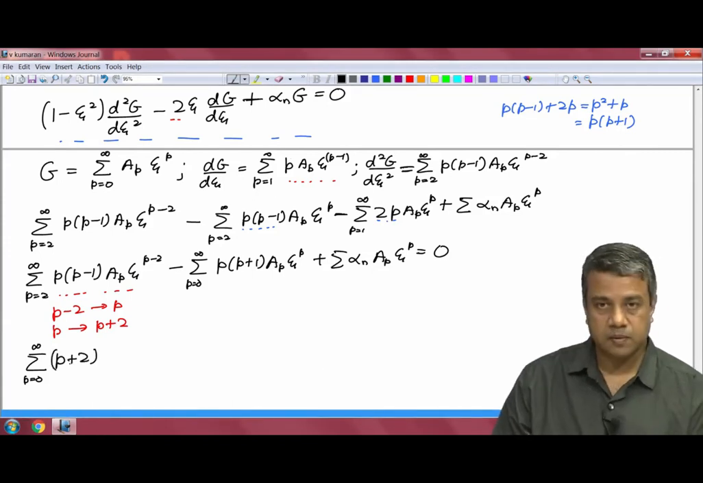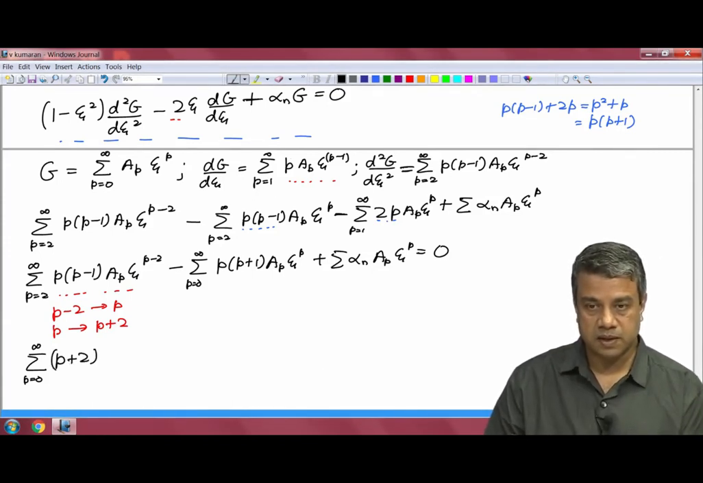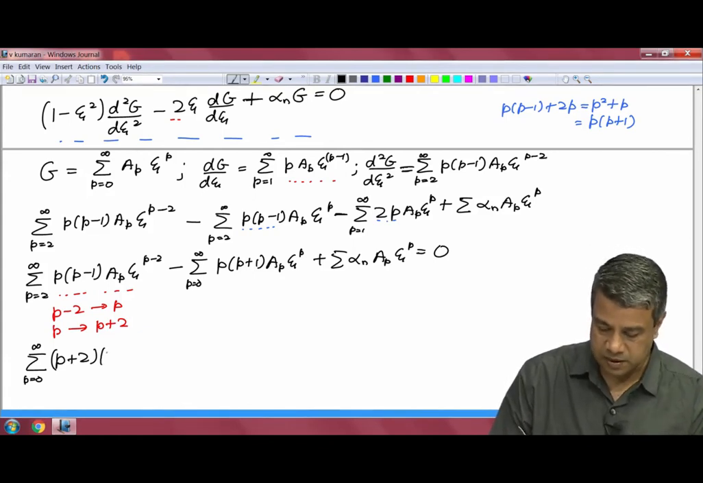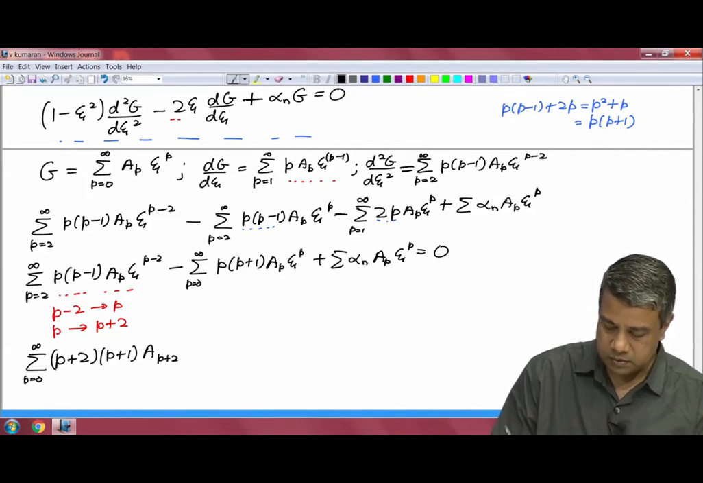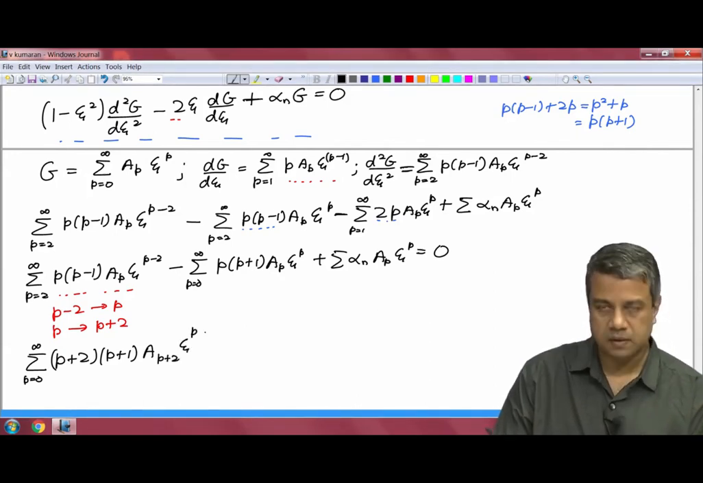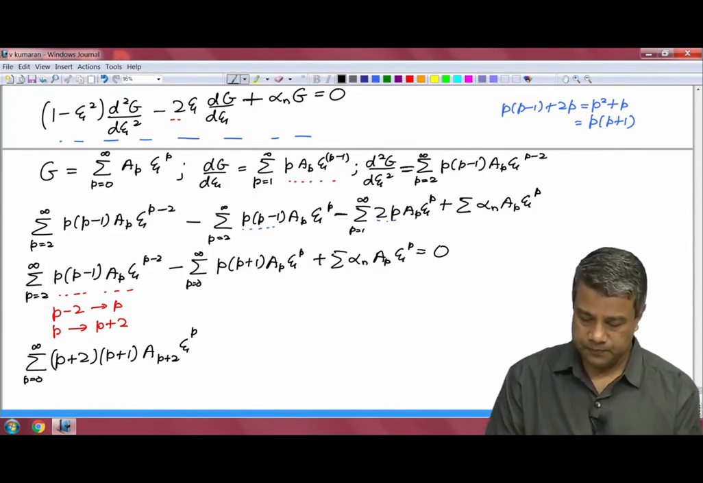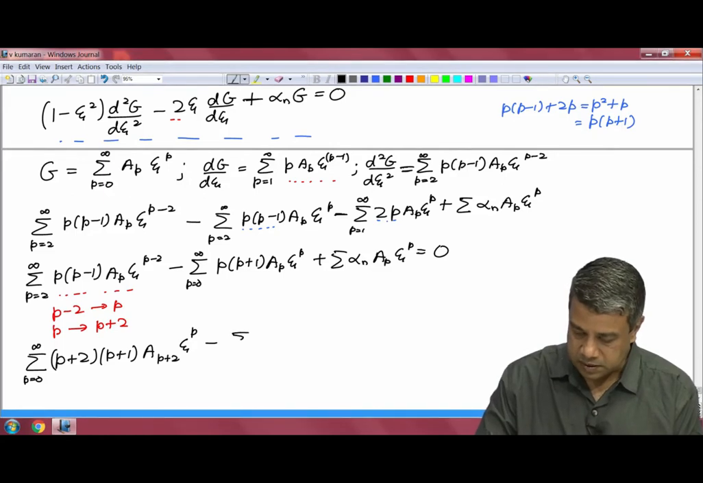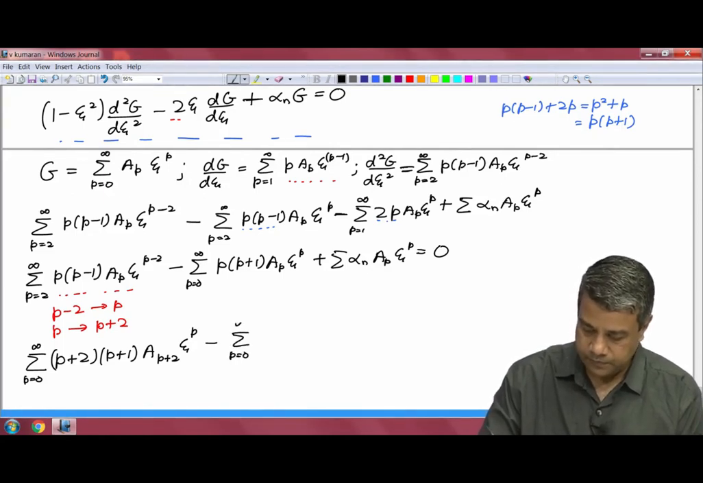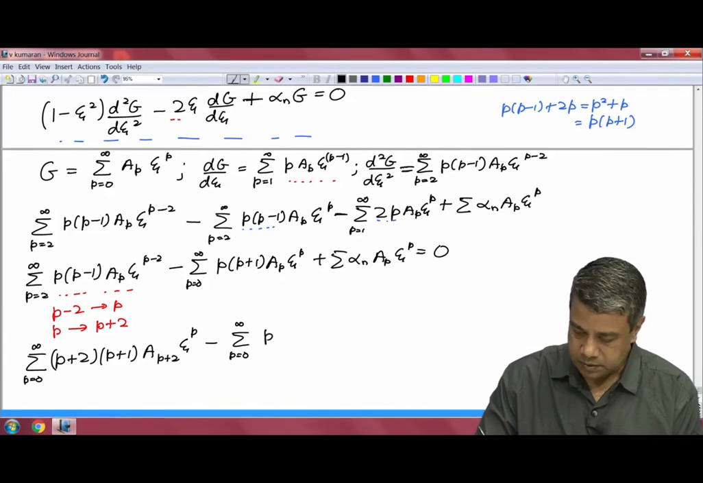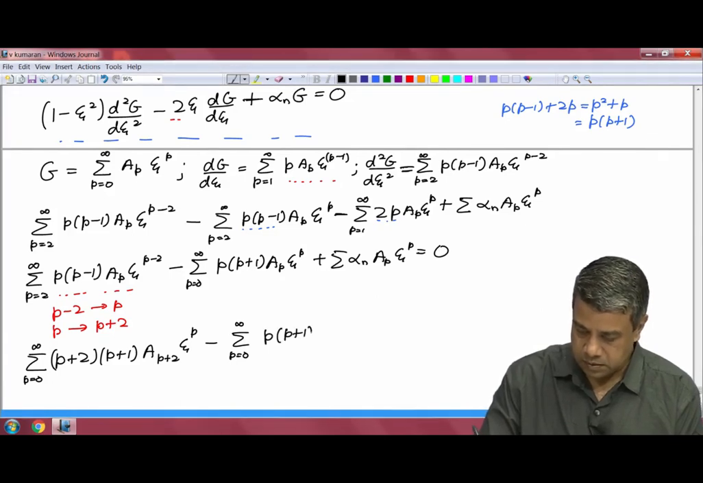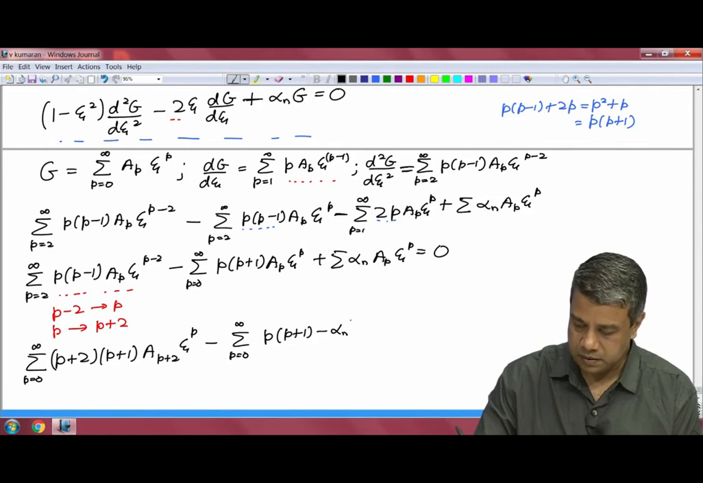I relabel p as p plus 2, that means that p is equal to p plus 2, p minus 1 is p plus 1. A p plus 2 psi power p. Transform p minus 2 to p and p to p plus 2, minus sigma, minus alpha n.